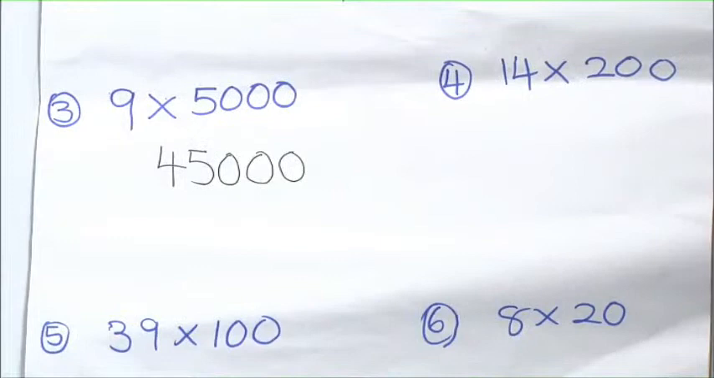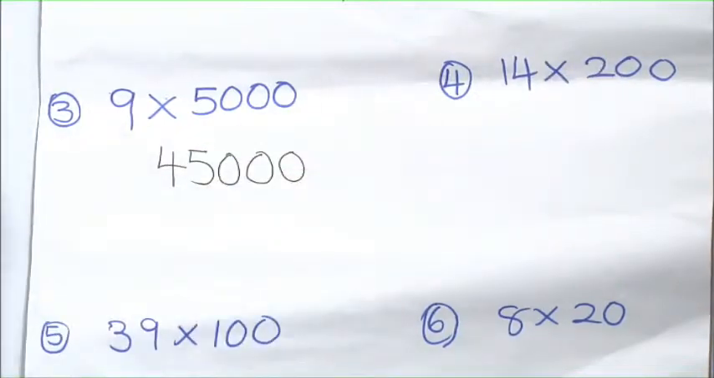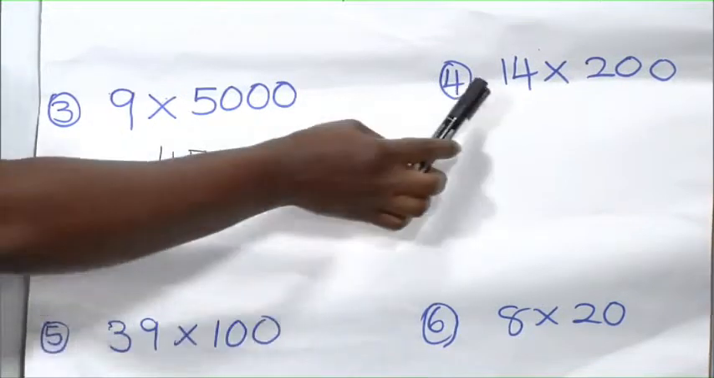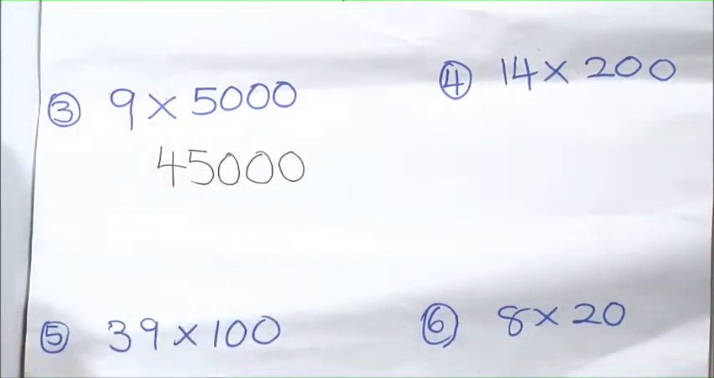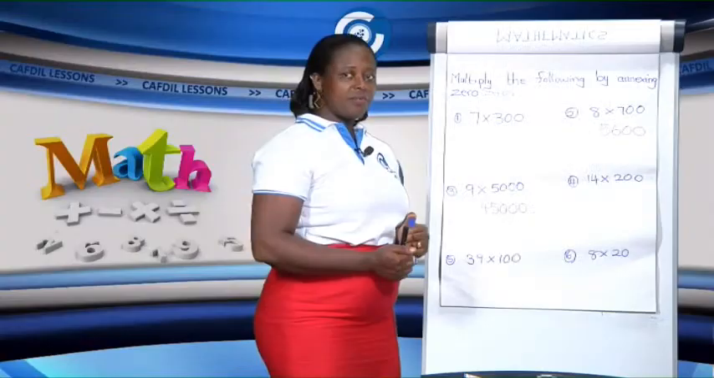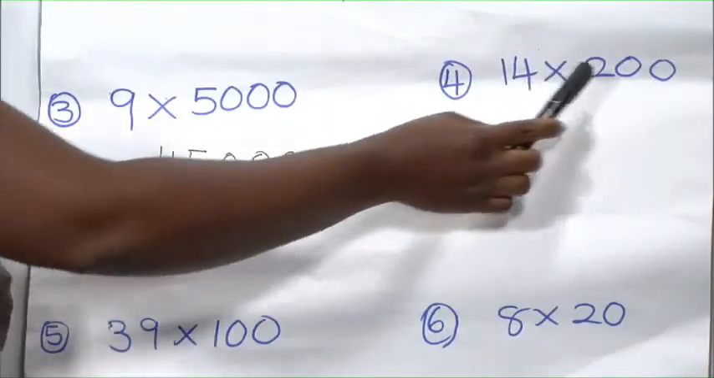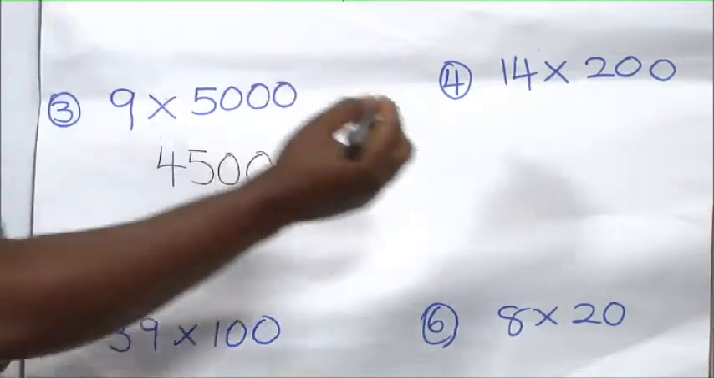Do you want to try it yourself? All right, let's do it together. 14 times 200. What are the steps? First, let's multiply 14 and then 2. 14 times 2. You remember? Skip counting up and down. So 14 times 2 is 28.